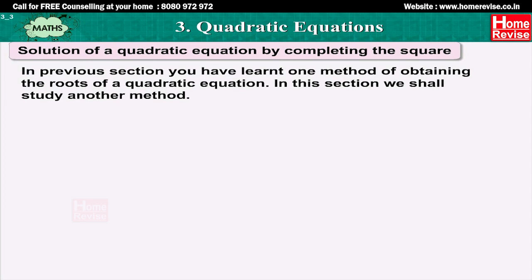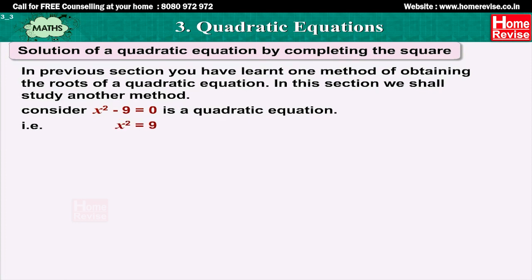In the previous section, you have learned one method of obtaining the roots of a quadratic equation. In this section, we shall study another method. Consider x squared minus 9 is equal to 0, a quadratic equation. That is, x squared is equal to 9. Taking square roots, we get x is equal to 3 or x is equal to minus 3.